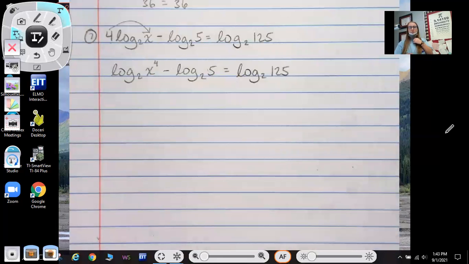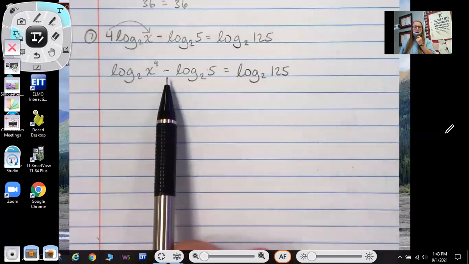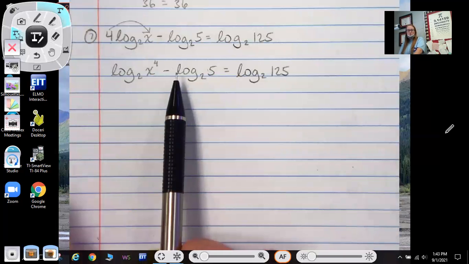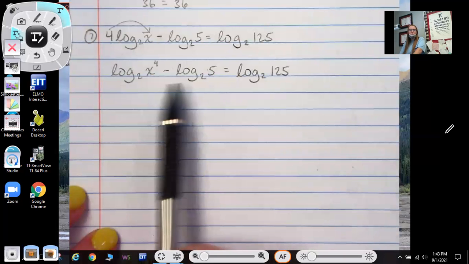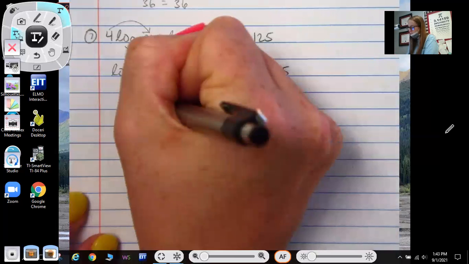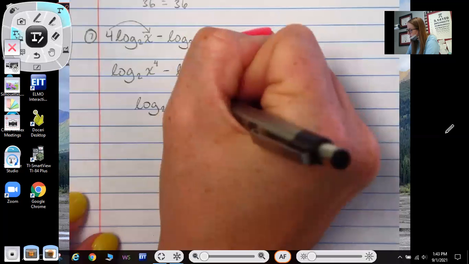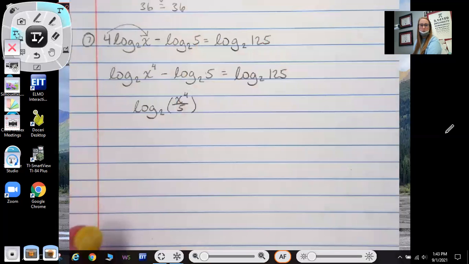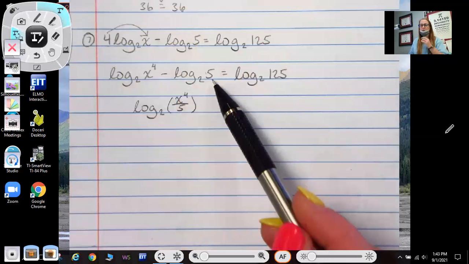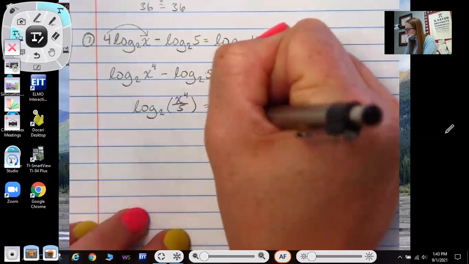The next thing that I notice is that we have two logarithms that have the same base that are being subtracted. So the quotient rule tells us that we can combine these two logarithms into one logarithm. When we do that, the base stays the same, so it's still log base 2. But then when we write them together, we use division. So this is x to the 4th over 5. Whatever number comes first gets written as your numerator. The number that comes second gets written as your denominator. And that is still equal to log base 2 of 125.